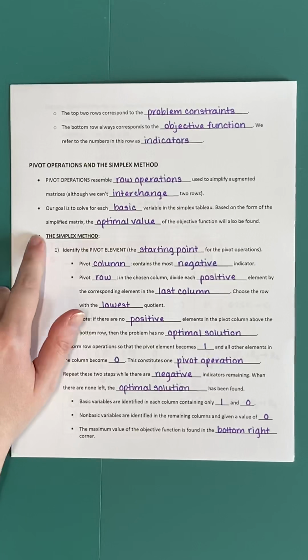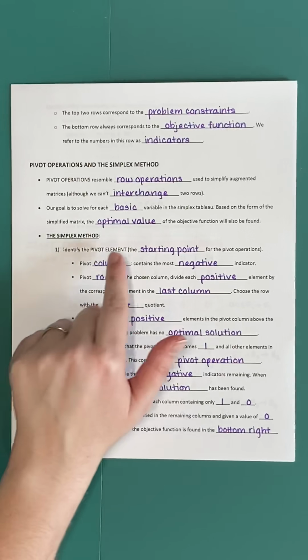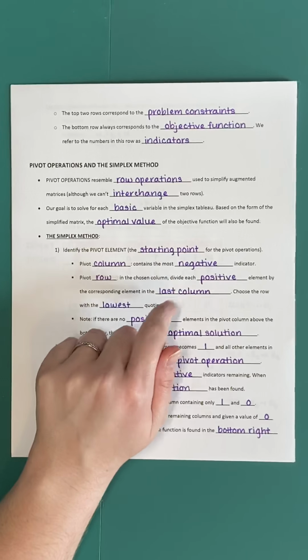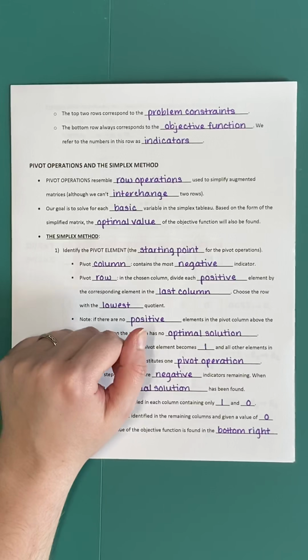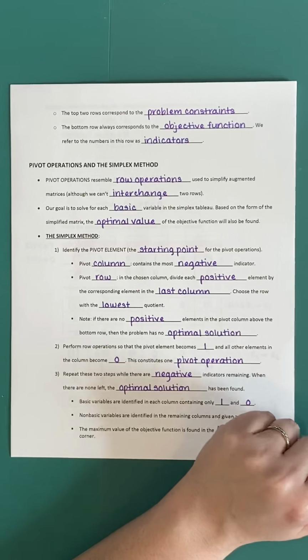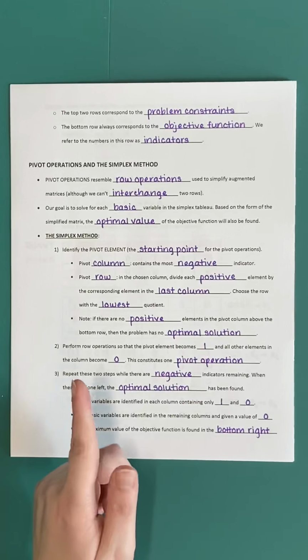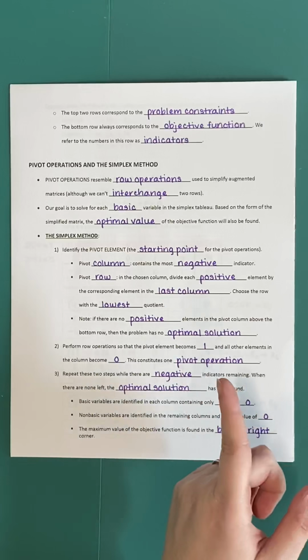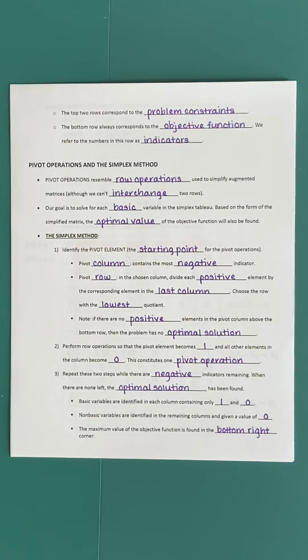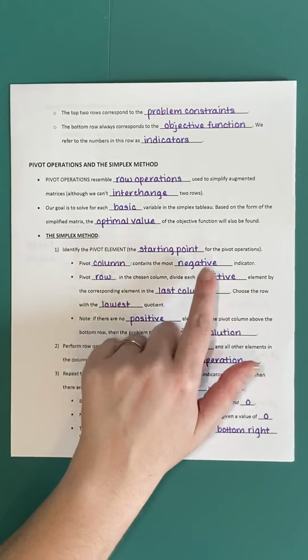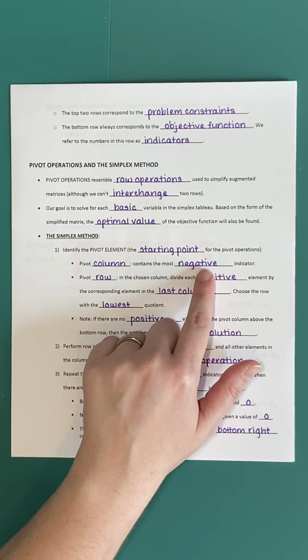So here is the simplex method. So number 1, we're going to start by identifying what we call the pivot element. This is going to be the starting point. This is where we're going to start the reduction of our matrix. How do we determine what the pivot element is? We need to determine, number 1, the column that we're in, and number 2, the row we're in. We're going to take the intersection of the column and the row. Wherever that column and row intersect, that's going to be the pivot element. So the pivot column, the column we're going to start with, is the one that contains the most negative indicator.